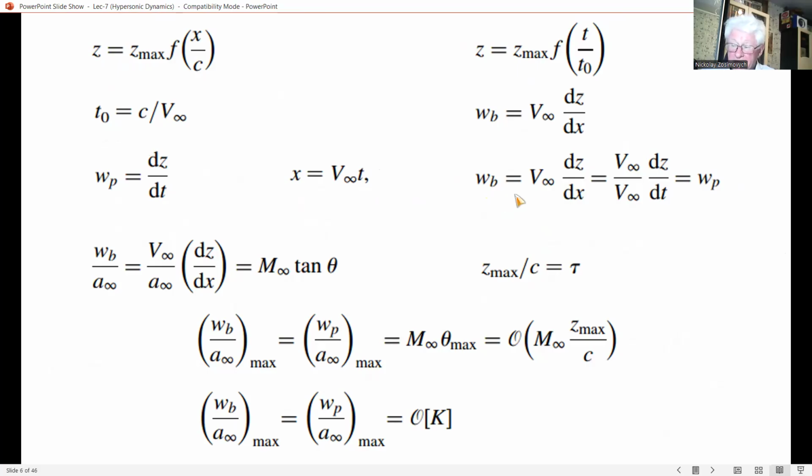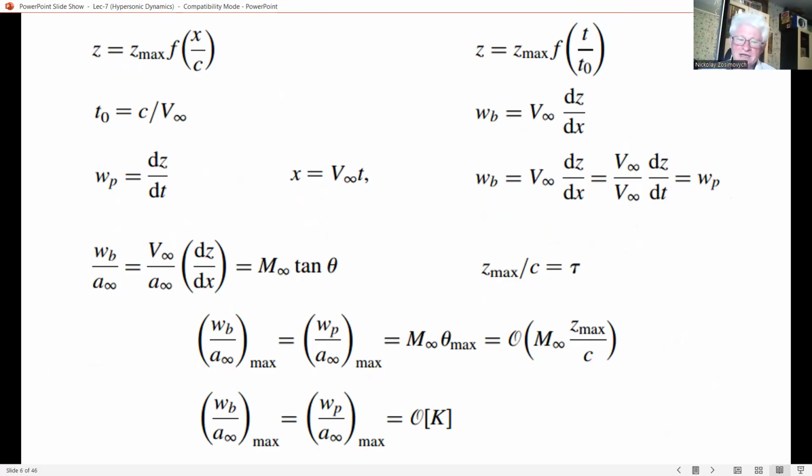So W_B is V infinity times dz over dx, and with x equal to V infinity t, we have dz over dt, which gives W_P, which is consistent with the equivalence principle. Namely, the piston velocity is the same as the vertical velocity of the body surface as seen from the fixed vertical plane penetrated by the body.